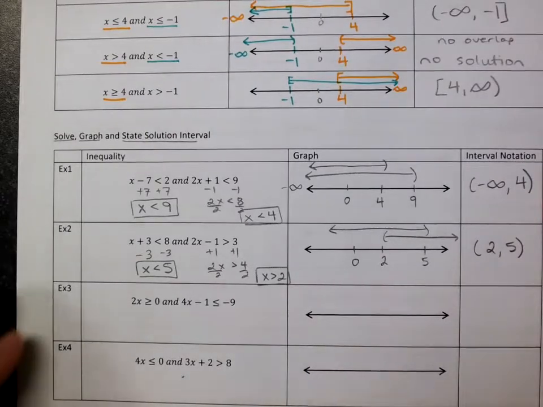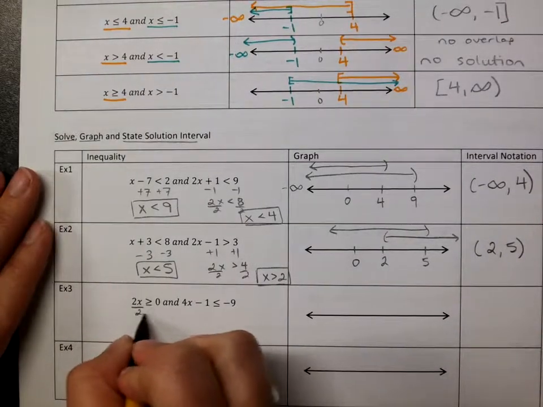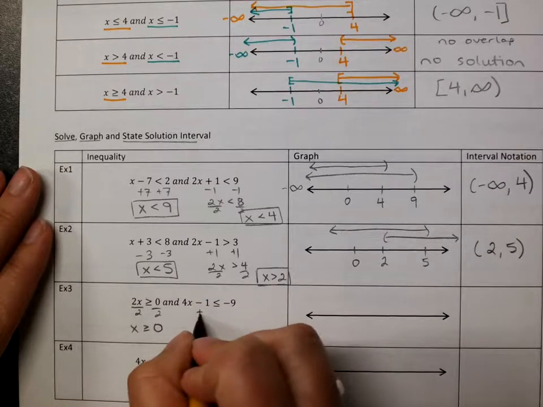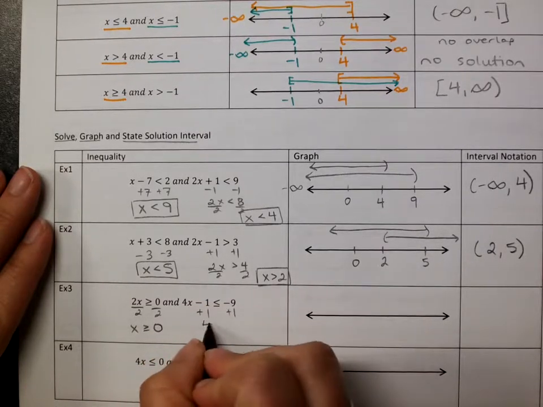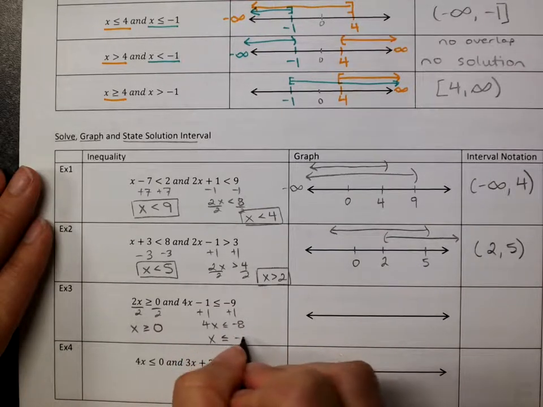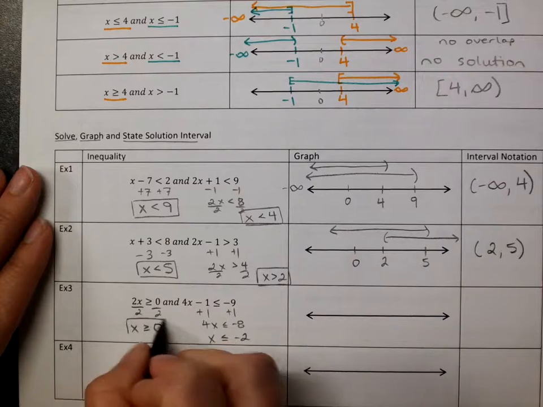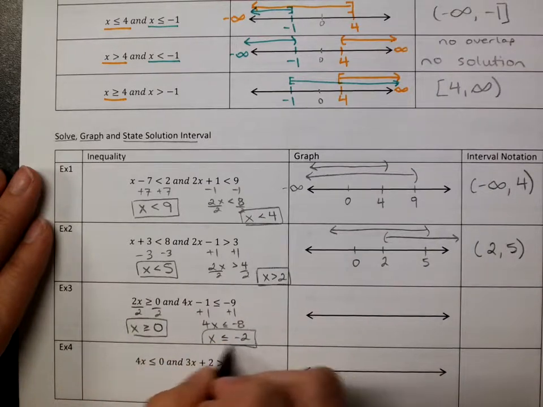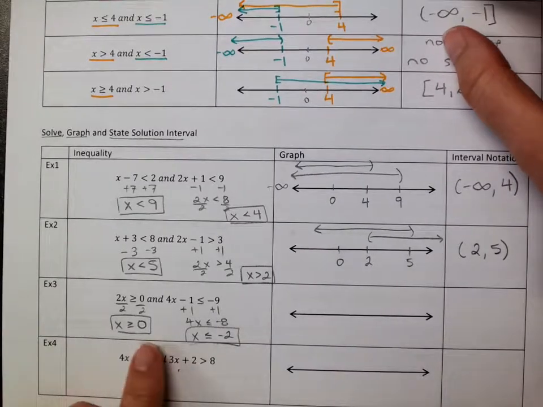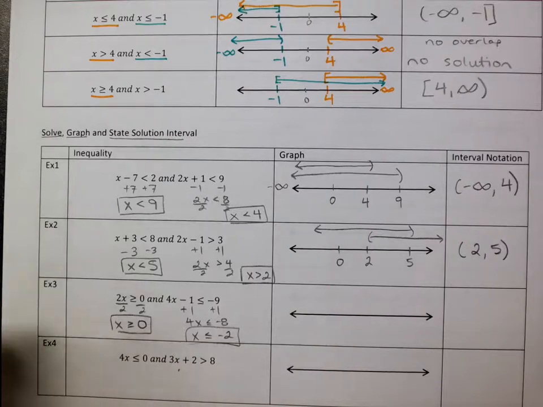Example 3. We go ahead and solve. Divide by 2. 0 divided by 2 is still 0. Go ahead and solve this guy. You should get x is less than or equal to negative 2. So x is greater than 0 and less than or equal to negative 2. 0 is a perfectly fine number. Students tend to panic when they see 0. 0 is just another number.